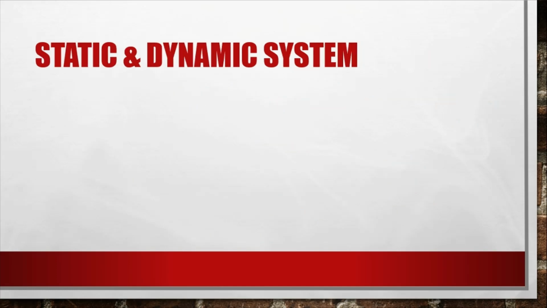So our next topic is static and dynamic system. Now what is meant by a static system? A static system means the system which does not have any memory, whereas a dynamic system is the system having memory. So it is basically a memoryless system, and the other is the system with memory.